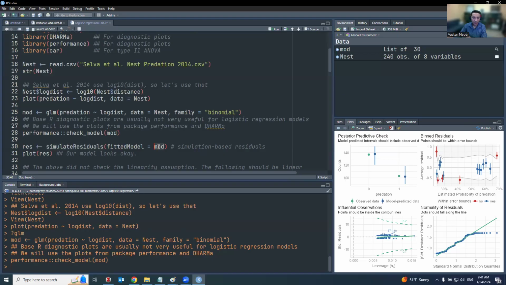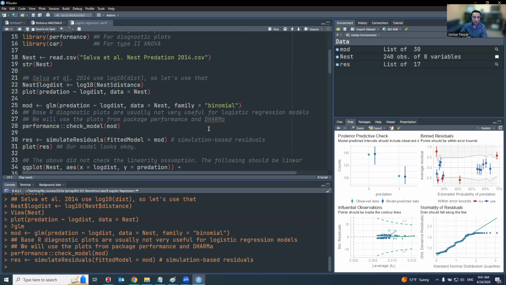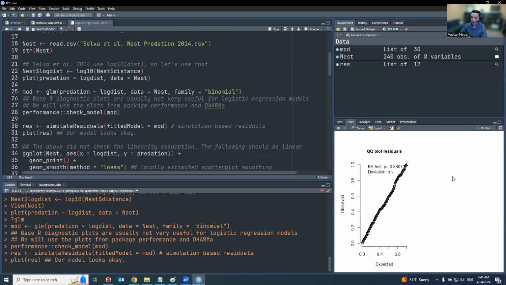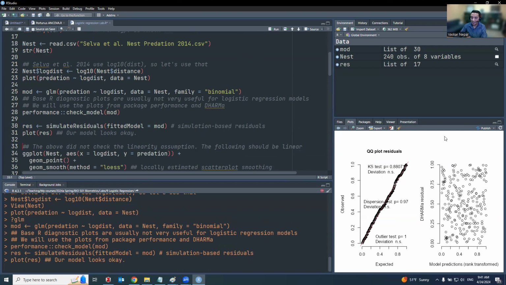That is the object that we provide to it. And we will save that as this object res, and then we plot that. Okay. So simulate the residuals first, and then we plot it. And the pattern that you see here, the outlook is the same, right? It has the same sort of design. Let's start with the one on the right-hand side.